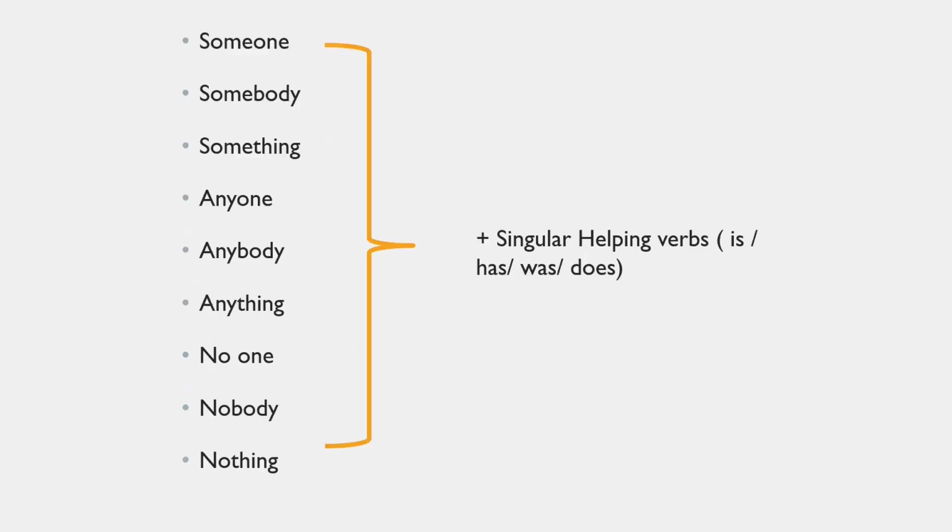When it comes to these words, someone, somebody, something, anyone, anybody, anything, no one, nobody, and nothing, these words are singular. Therefore, the verbs that we use with them should be singular. These words are singular, so we use singular helping verbs. We can say someone is, not someone are. Somebody is, something is, anyone was, no one has, nobody was.